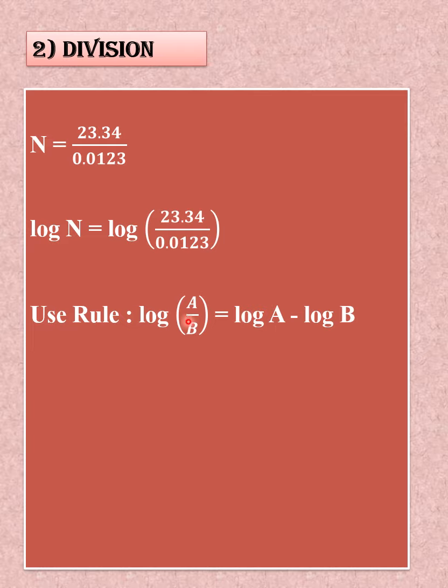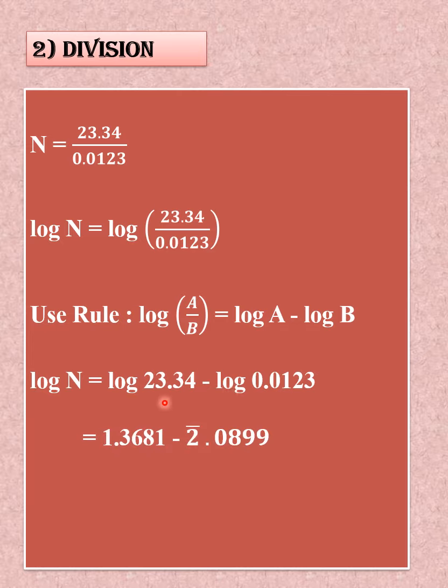In case of multiplication, what do we write? Plus. Just remember this simple rule. After that, just put in the values of the numbers. So log of 23.34 minus log of 0.0123. The same values are there; just keep the minus sign instead of division, and separate the log of each value.